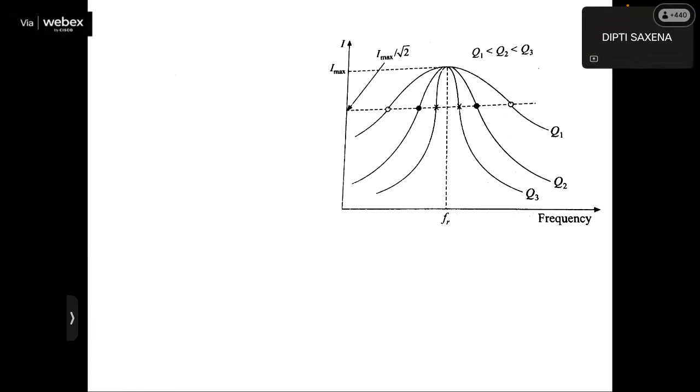Now look at this graph. This graph is drawn for three quality factors, Q1 is less than Q2 is less than Q3. So lesser is the quality factor, broader is the graph, the bandwidth of the resonance is very large and the selectivity is low. So higher the quality factor, lesser will be the bandwidth and higher will be the selectivity of the system.